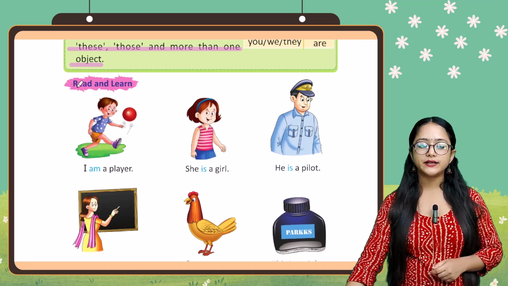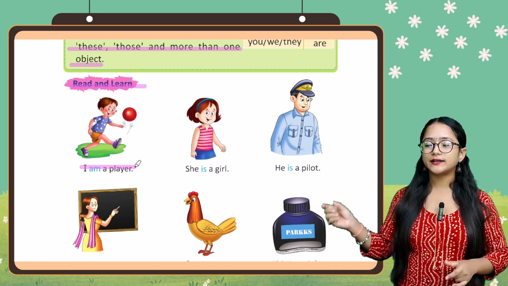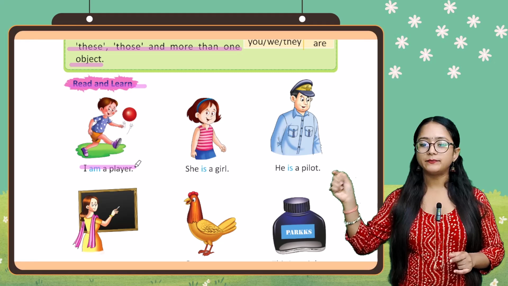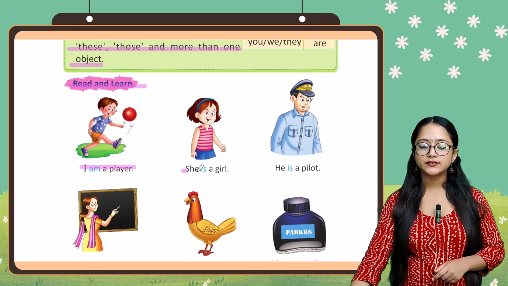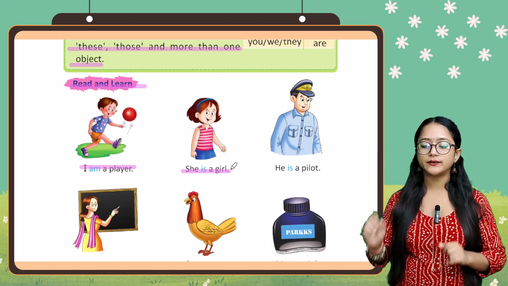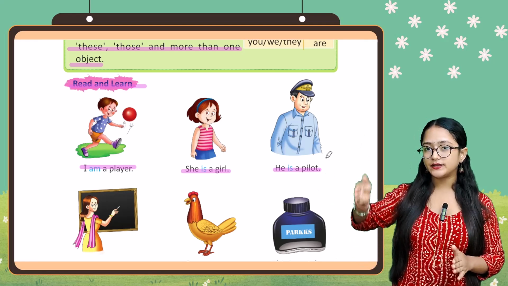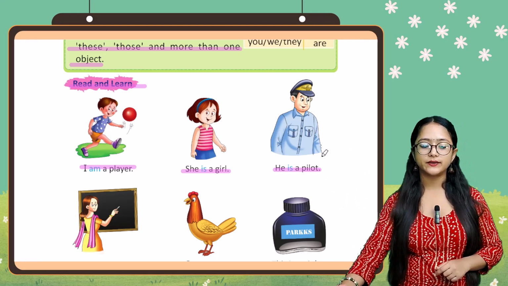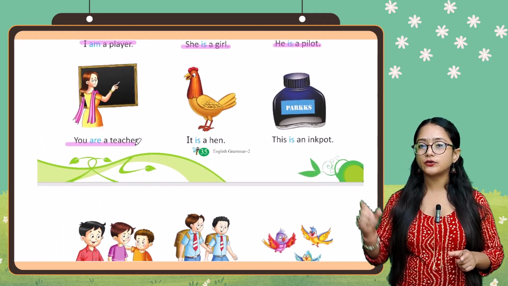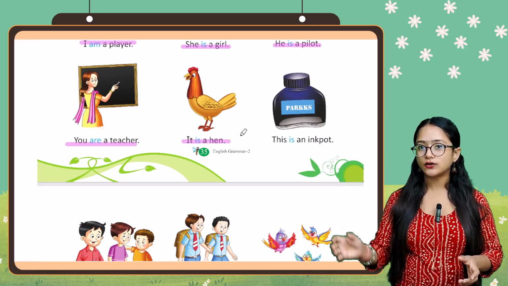Now let's read and learn. First one, I am a player. So in this sentence you can see carefully that with I you're gonna use am. Next one, she is a girl. With she you're gonna use is, because that is the singular one only. Next one, he is a pilot. He is also the singular one, so you're gonna use is. Now the next one is, you are a teacher. With you you're gonna use are. Next one, it is a hen. With it also you're gonna use is.